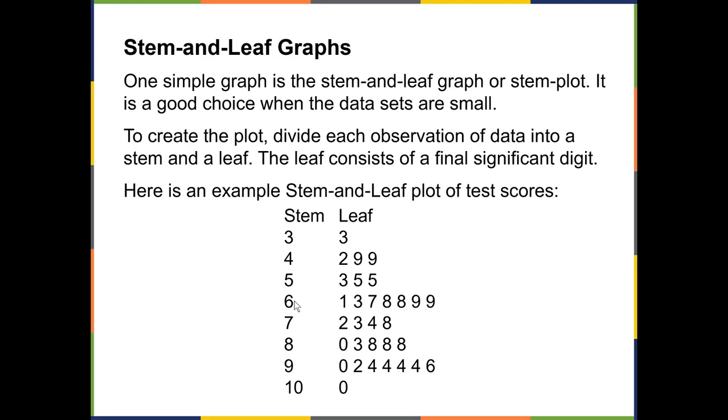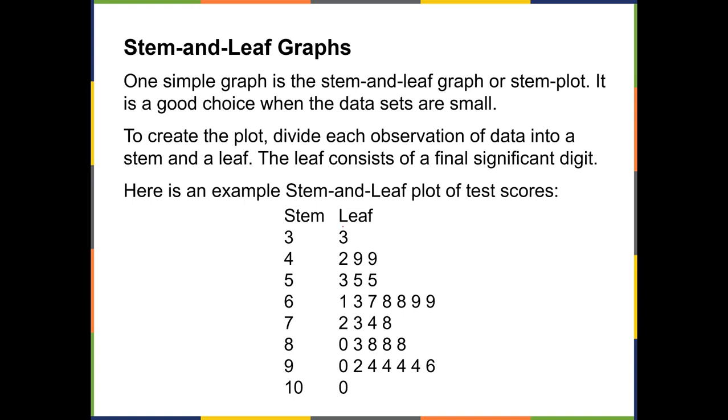One simple graph is called the stem and leaf graph, or sometimes it's called a stem plot. It's a good choice to use for smaller data sets, not as good for big data sets. To create the plot, we divide each observation of data into a stem and a leaf. The stem is like the tens digit, and the leaf is like the ones. So here is an example of a stem and leaf plot of test scores.